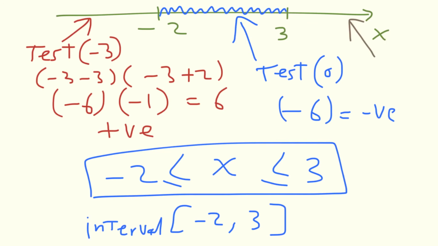What if there's an undefined value? The undefined doesn't come in quadratic inequalities. It comes in rational inequalities. Here you don't have it, because you only have zeros, you don't have undefined values or poles.